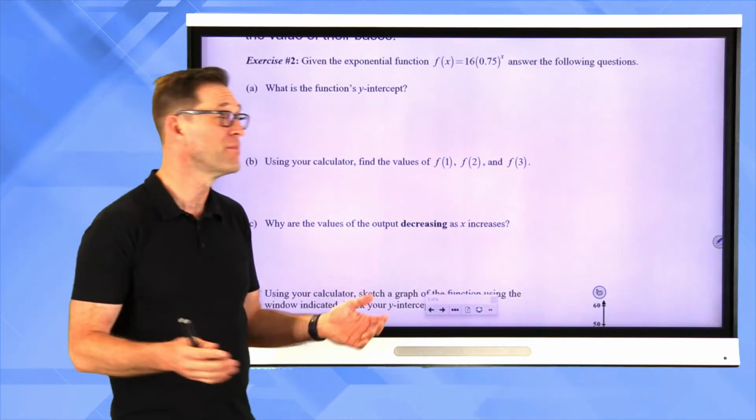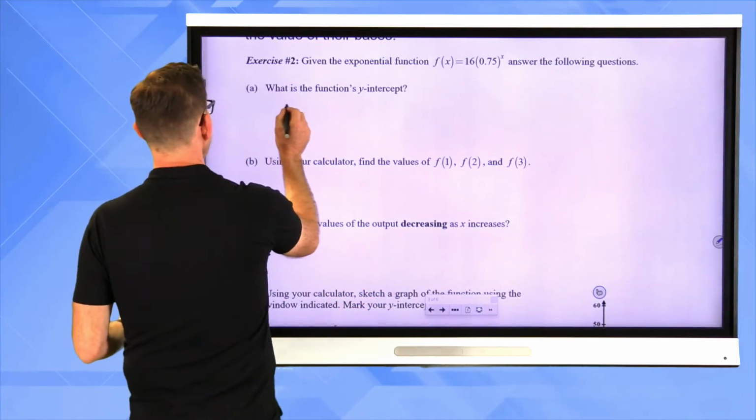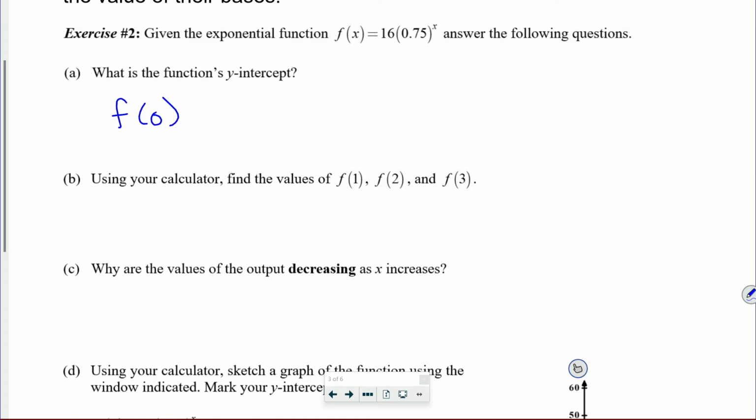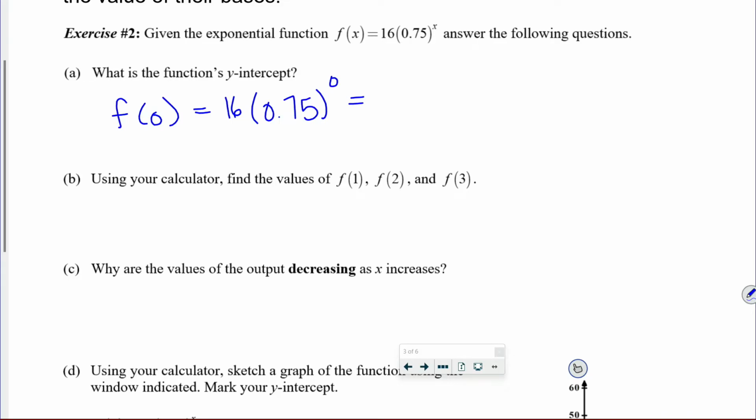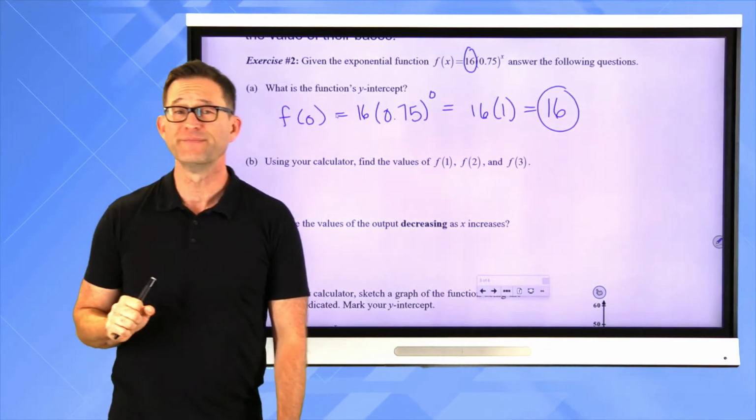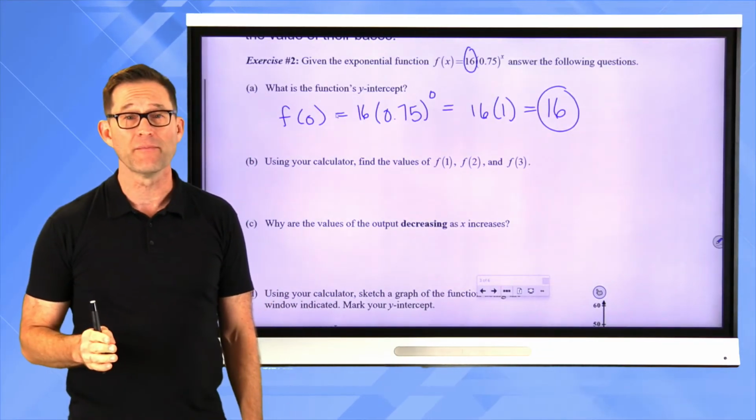All right, well, it doesn't really matter that the base is equal to 0.75 here. f of 0 is going to be 16 times 0.75 to the 0, which is equal to 16 times 1, which is equal to 16. So again, that y-intercept is sitting right there. All right, and it always will be.